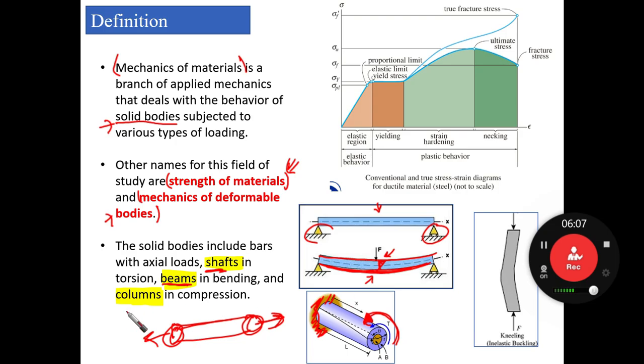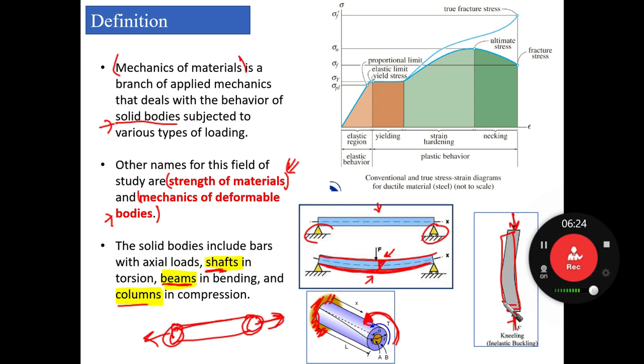And we are going to deal with columns in compression as well. So we are going to have columns, as you can see here. This is a column, okay, and we are having a concentrated load. Commonly it is going to be under compression. So this is the case of the compression or axial load.